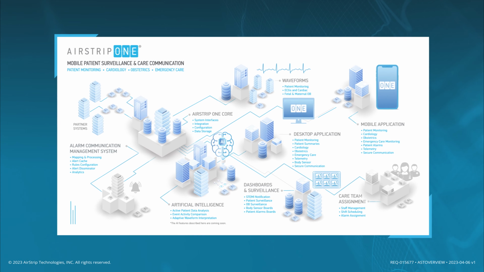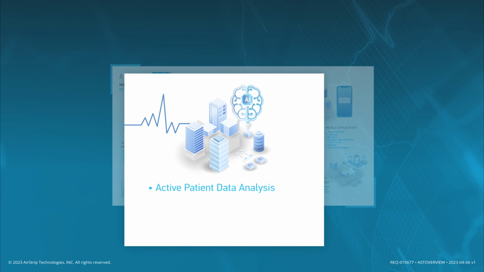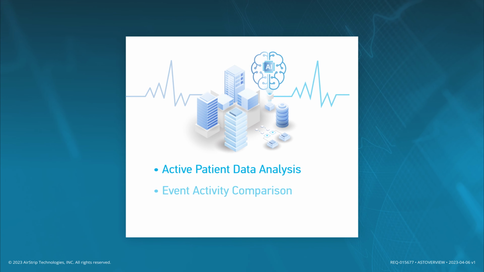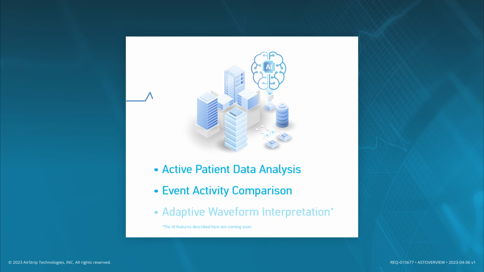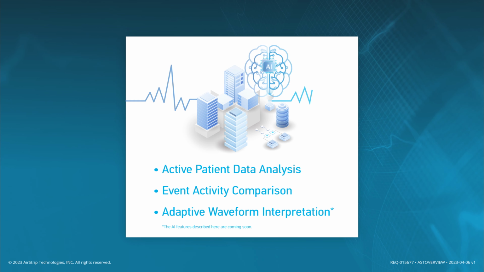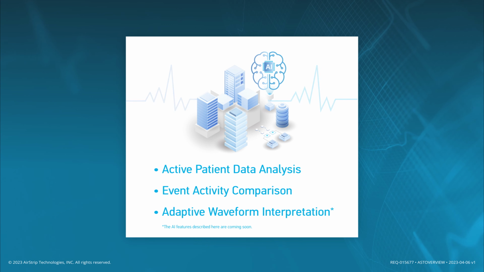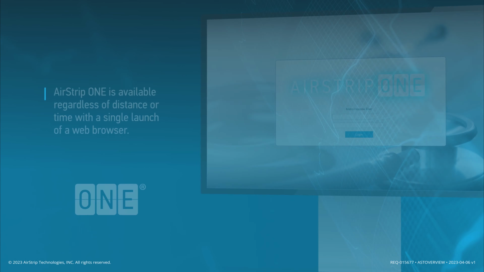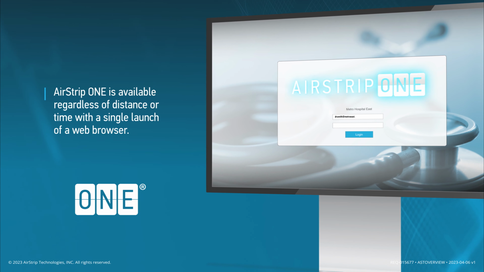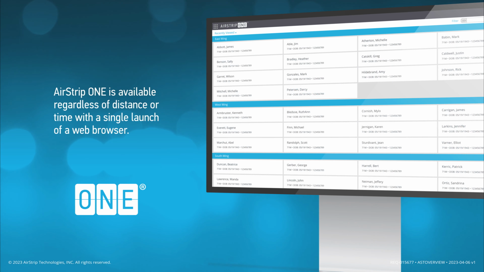The core of the AirStrip ONE system architecture allows artificial intelligence algorithms to analyze data in real time, comparing event activities, and adaptively interpreting physiological waveforms. This integrated technology means that AirStrip ONE is available regardless of distance or time, with a single launch of a web browser.